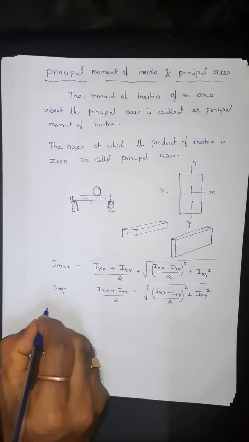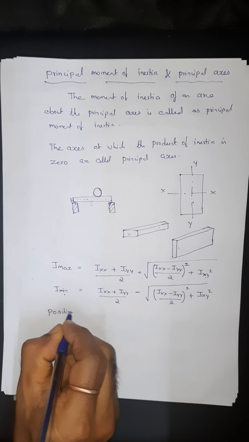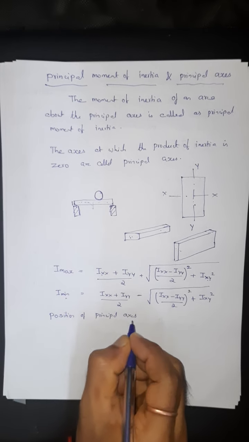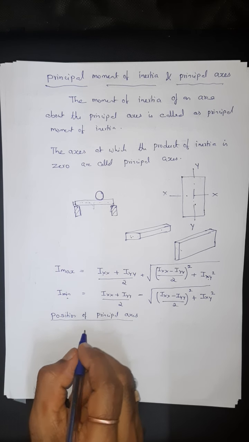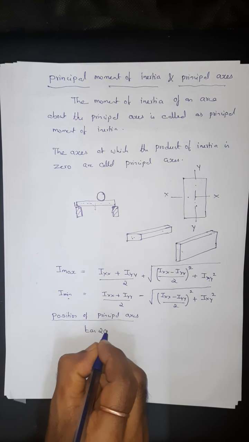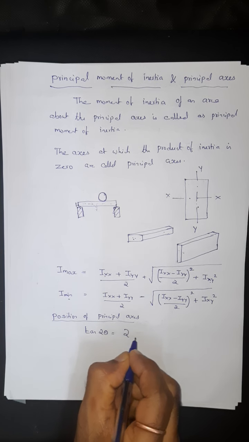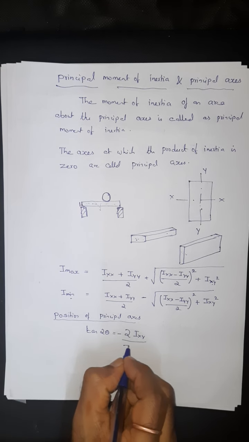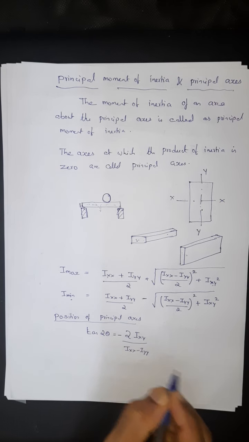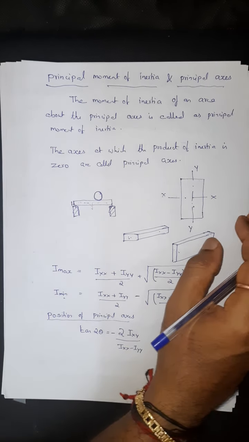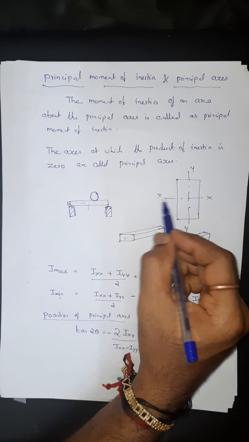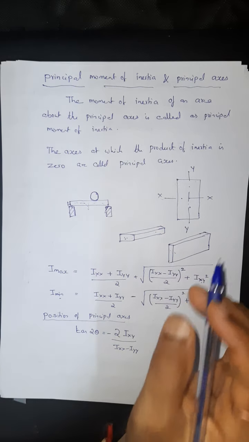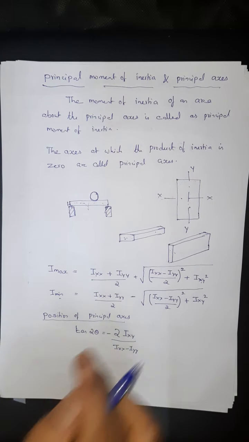Right. Now the position of the principal axis. The formula can be written as tan 2 theta equal to minus 2 into Ixy divided by (Ixx minus Iyy). Suppose you take the moment of inertia in this way, it is Ixx, Iyy, you will get minimum and maximum. At what point will it be maximum? In order to find this, the position of the principal axis is used.